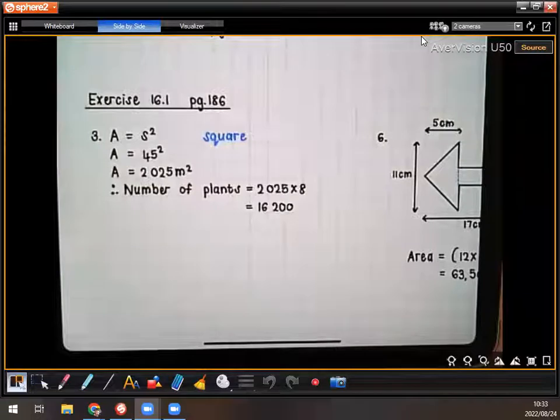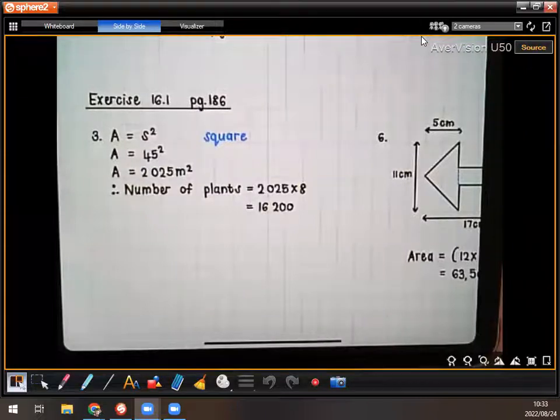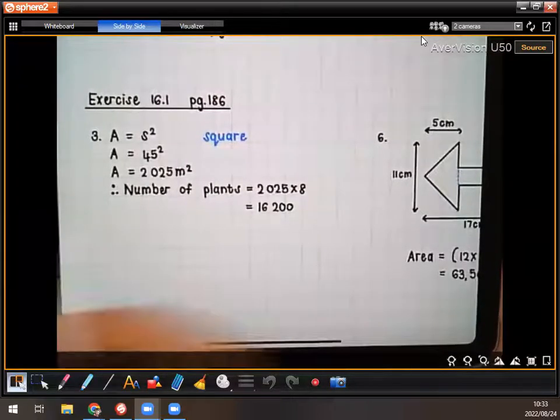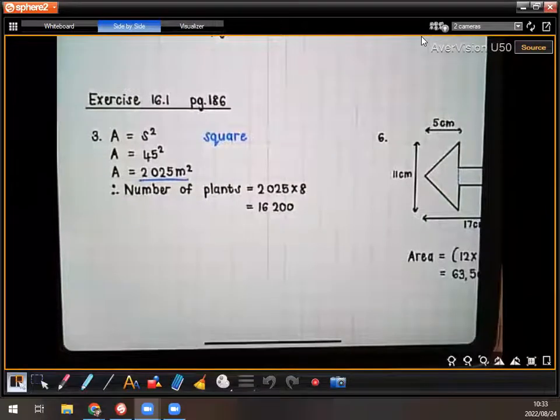Then they say she plants 8 maize plants in every square meter. How many maize plants does she plant? Now, guys, if she plants 8 in each square meter, you have to figure out how many square meters she has, right? And then times that by 8. So how do you figure out how many square meters she has? You need to find the area, right? Side squared. Square meters is the area of that field, guys.